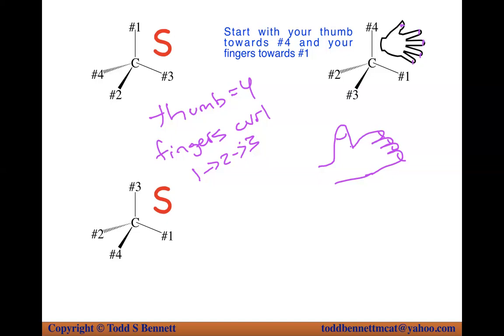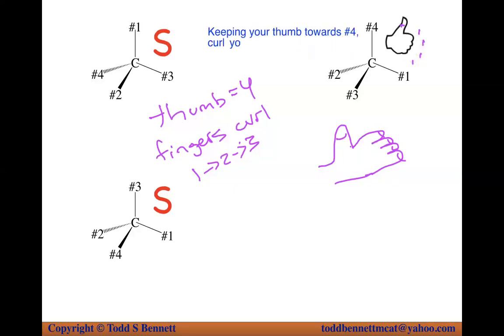So start with your thumb towards number 4, your fingers towards number 1, and if it's a right hand or left hand, it'll curl naturally. If you have a left hand, then you wouldn't see your fingernails, and your fingers would curl out towards 3, that'd be incorrect. If you have a right hand, when you curl your fingers, it'll do something like that.